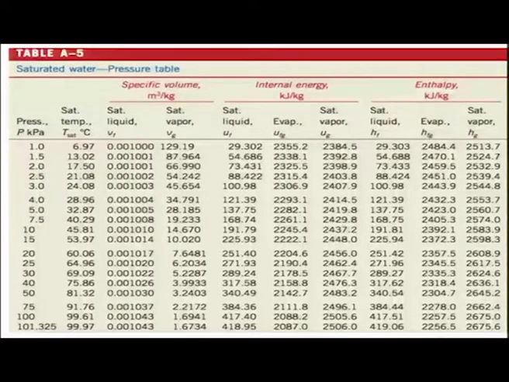The tables are given here. 100 kilopascal is given here, pressure in kilopascal, corresponding V_f is here. So, of course, the V_fg is 1.6941 minus this, and the internal energy is given, the difference between the gas and liquid is already given here. So, we are going to directly use this.